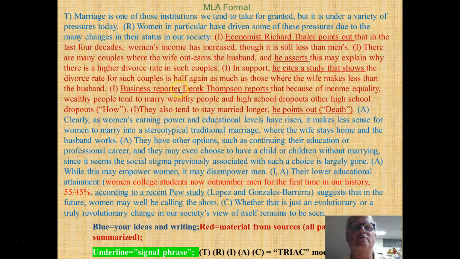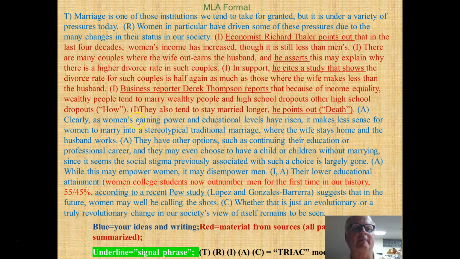Here's my second source. Business Reporter, credential, Derek Thompson, reports that because of income inequality, wealthy people tend to marry wealthy people, and high school dropouts, other high school dropouts. Which of the 2 articles? I use a short title. How? Because remember, I got 2 articles by the same guy. They also tend to stay married longer, he points out. This comes from the second article, Death and Life of American Marriage. So you can see how I've accounted for them. Okay, he refers to Thompson. Article title, short title here, both written by the same guy. If I go to the works cited page, I look for Thompson, and I see these 2 articles. Real simple.